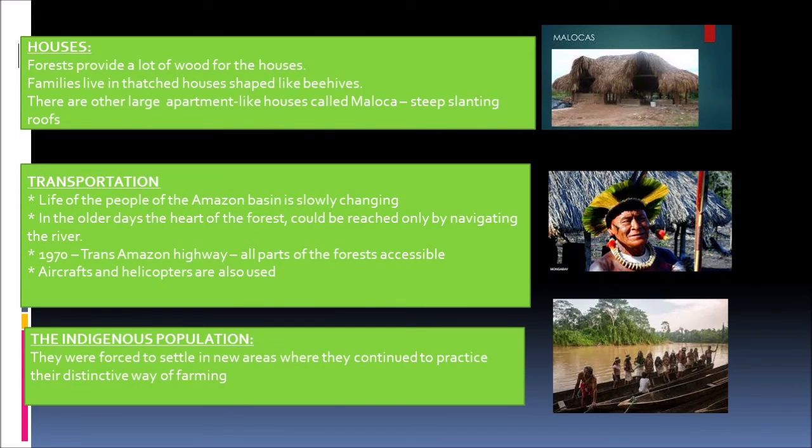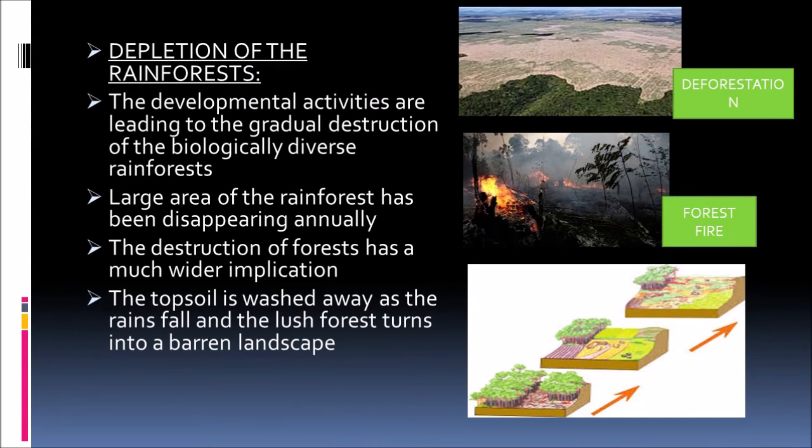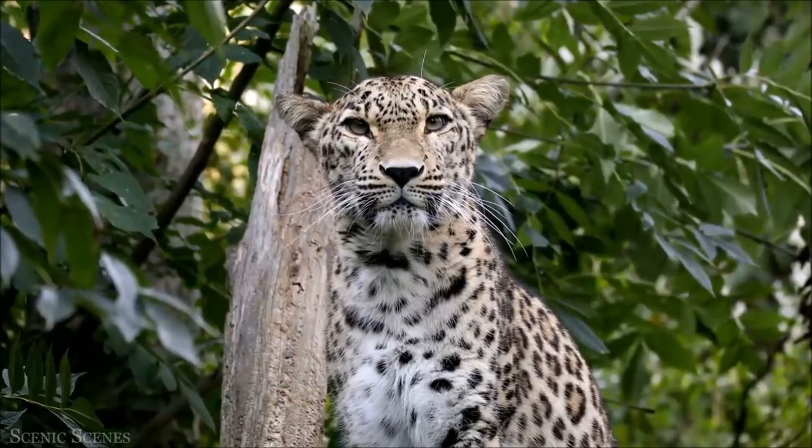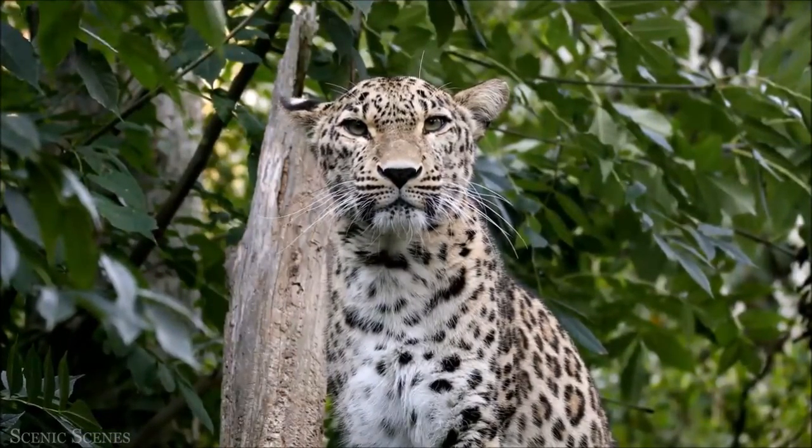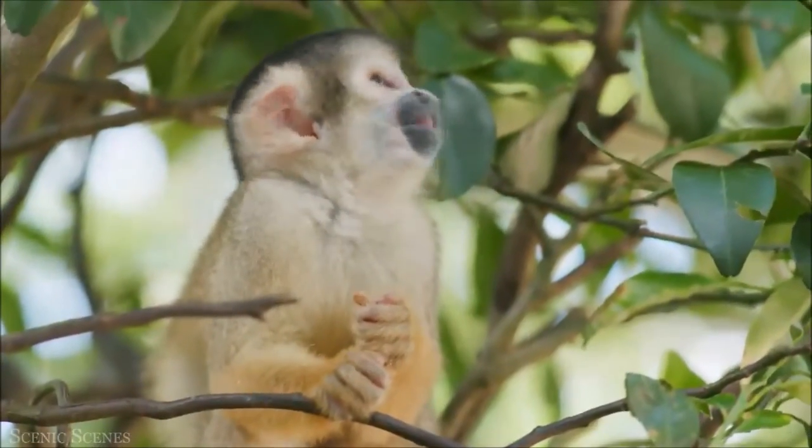Houses. Forests provide a lot of wood for the houses. Families live in thatched houses shaped like beehives. There are other large apartment-like houses called malocas, with steep slanting roofs.